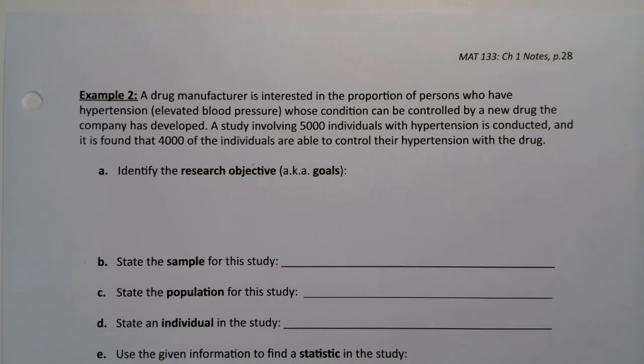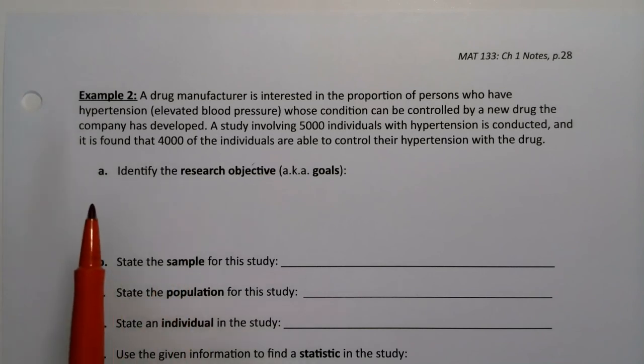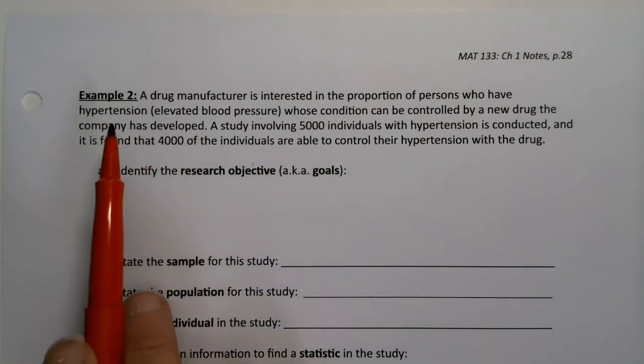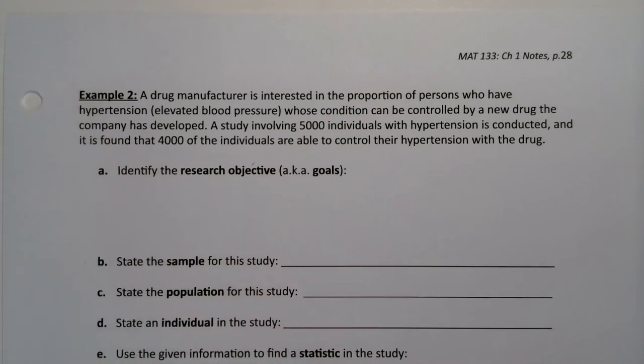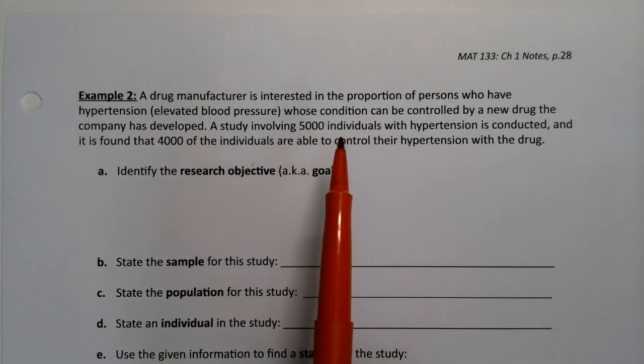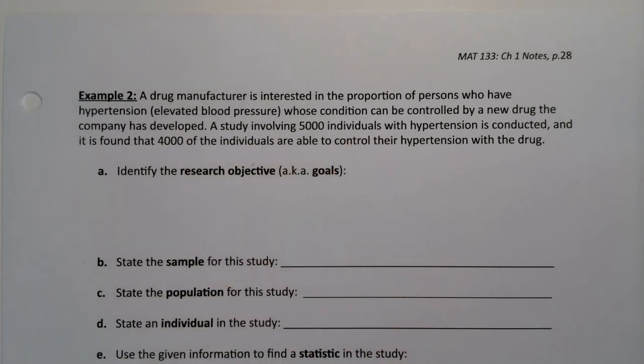A drug manufacturer is interested in the proportion of persons who have hypertension, which is elevated blood pressure, that's what that word means, whose condition can be controlled by a new drug the company has developed. A study involving 5,000 individuals with hypertension is conducted. Of course, they would never give it to people without hypertension. There's no point to that. They're giving it to people with high blood pressure. And it is found that 4,000 of the individuals are able to control their hypertension with this drug.